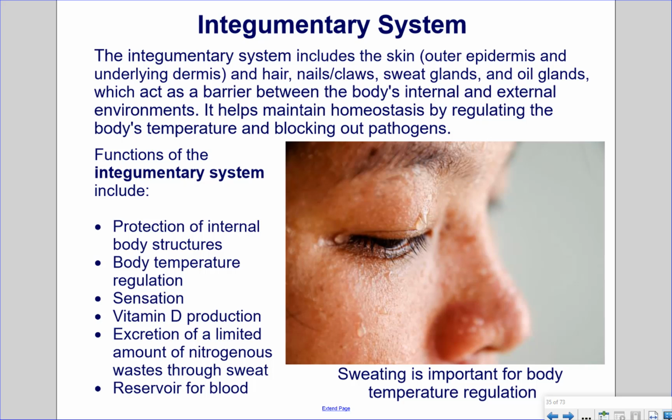Integumentary system. The integumentary system includes the skin, the outer epidermis and the underlying dermis, and hair, nails, claws, sweat glands, and oil glands, which act as a barrier between the body's internal and external environments. It helps maintain homeostasis by regulating the body's temperature and blocking out pathogens. This is the first line of the body's defense.